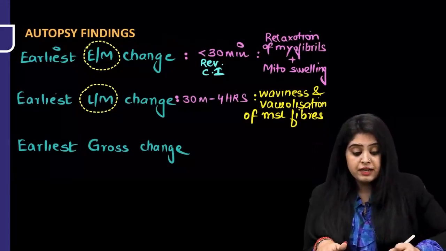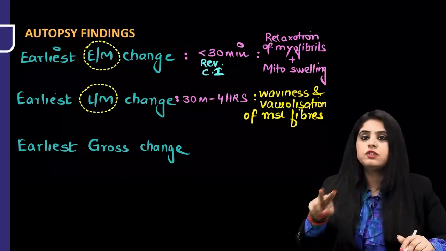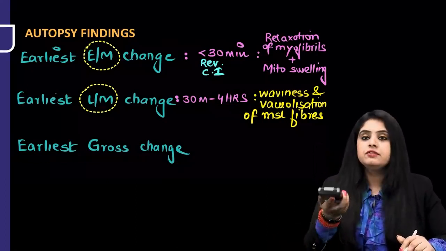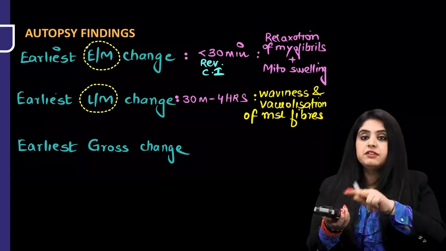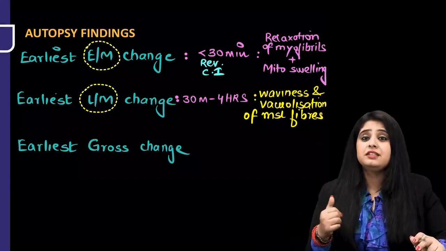So you realized that till 4 hours I am not seeing any gross change. Gross means what you see with your naked eye. So for example, if this is the heart, what can I see with my own two eyes? Till 4 hours of a heart attack, I can see nothing out of it.